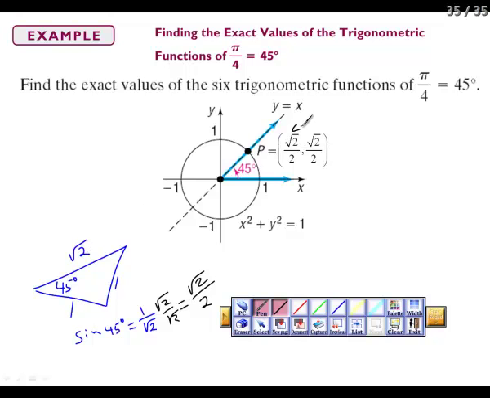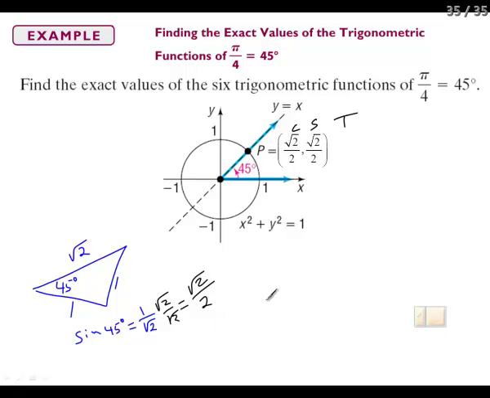And so we've got cosine, the square root of 2 over 2. Sine for 45 degrees is square root of 2 over 2. Well, let's see. What about tangent? Well, tangent of 45 degrees is going to be sine 45 degrees over cosine of 45 degrees. So that's going to be square root of 2 over 2 for sine over square root of 2 over 2 for cosine. And so those simplify out to be 1. So tangent at 45 degrees is 1.